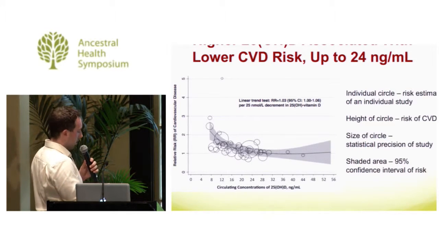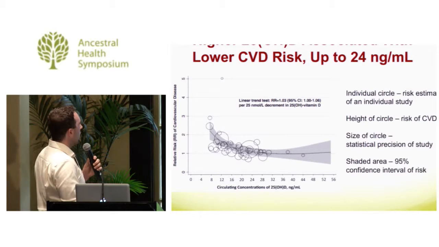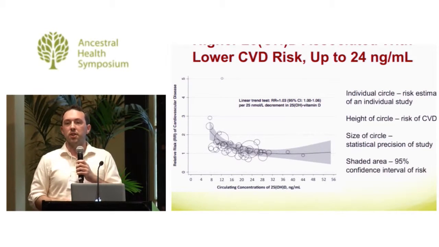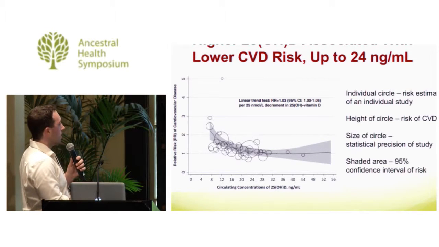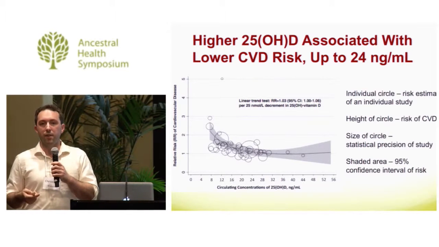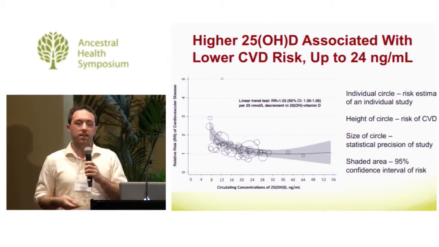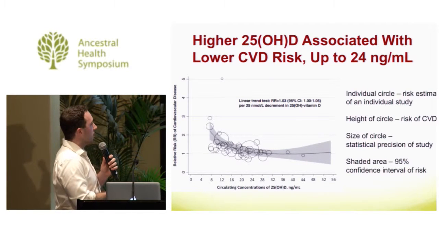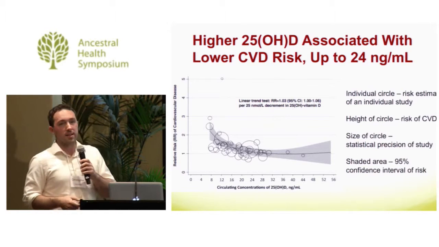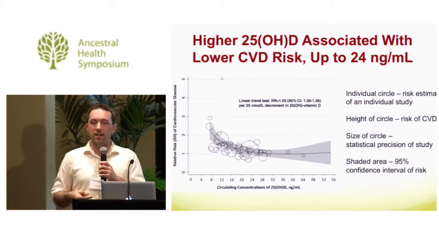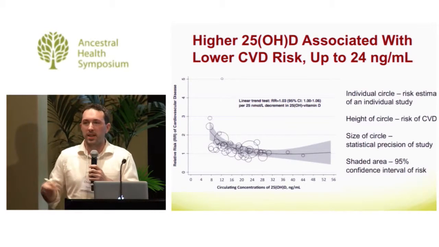So when you're looking at this graph, you can see that as we go up the vertical axis, the risk of heart disease is increasing. And if we go across the horizontal axis, the concentrations of 25-OHD or vitamin D status is increasing. And if you look at these circles, each individual circle represents an individual risk estimate from a particular study. And because this is a meta-analysis, it means that it's pooling the results of many studies together.